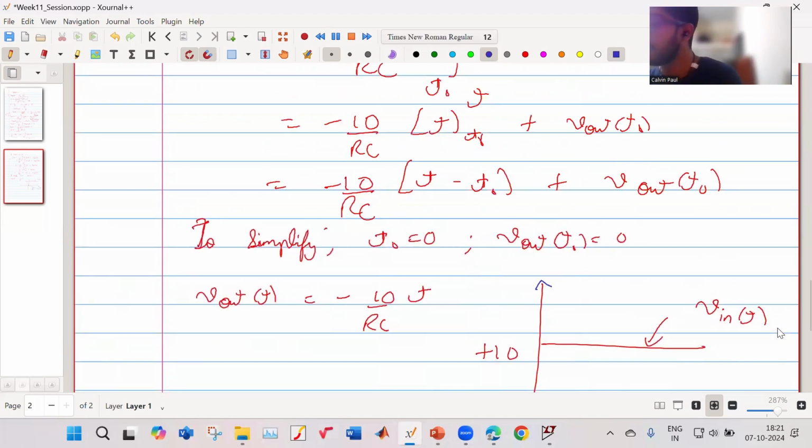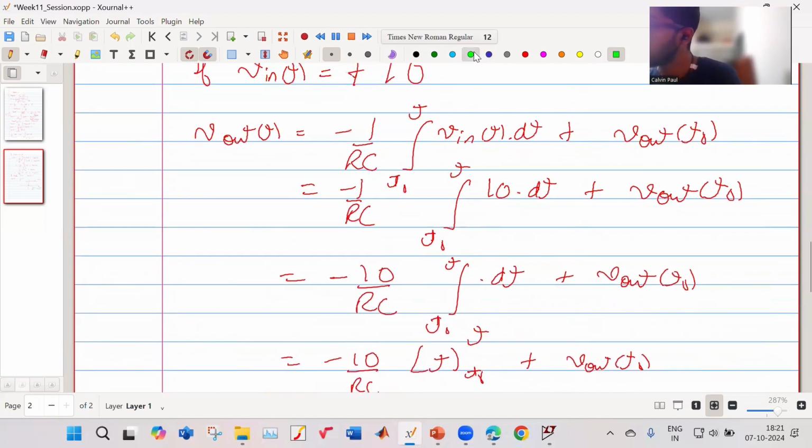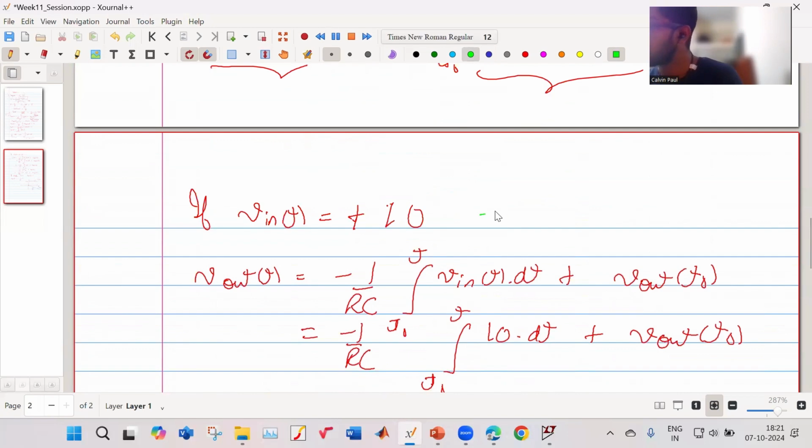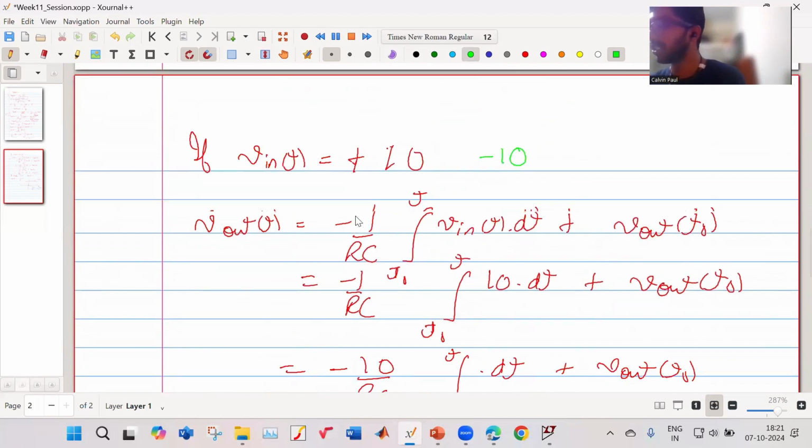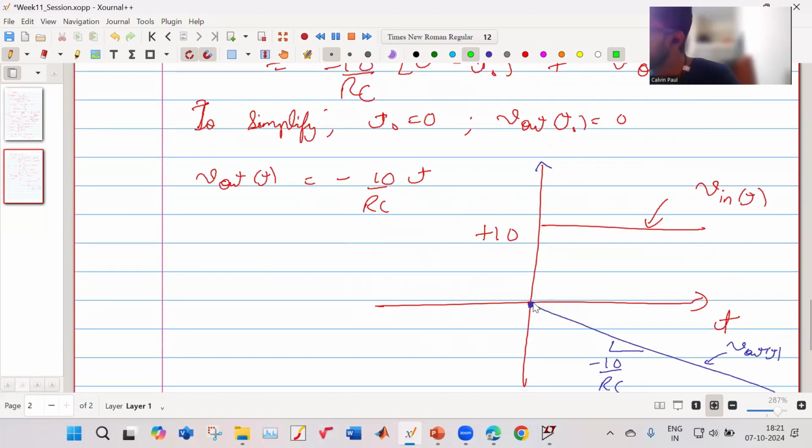So what if I apply, what if instead of plus 10, it was minus 10? Then it would increase like this, and the slope would have been 10 upon RC. Okay. So if I apply a DC value to my integrator, the integrator will start to increase its voltage in a linear slope. Okay, it will be a linear slope, it will increase the voltage.